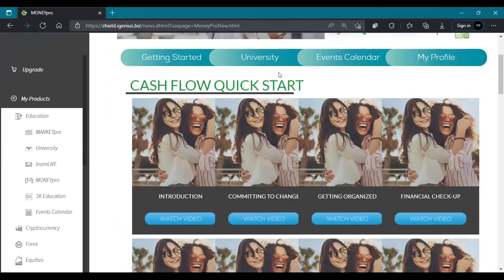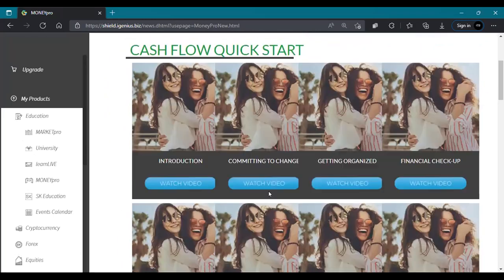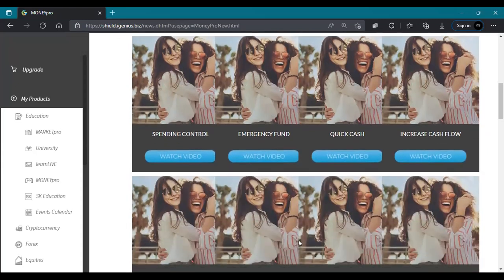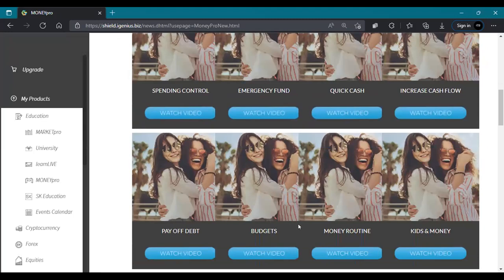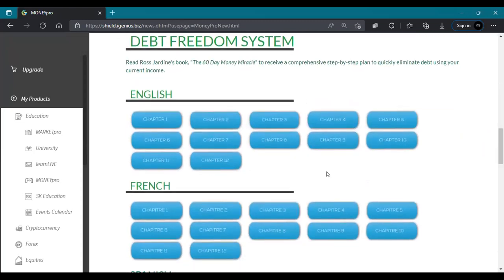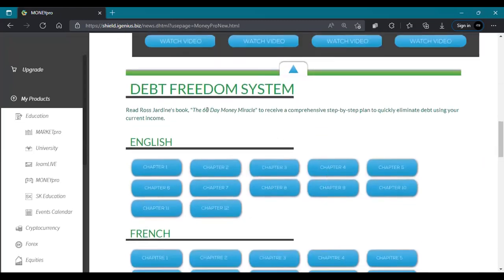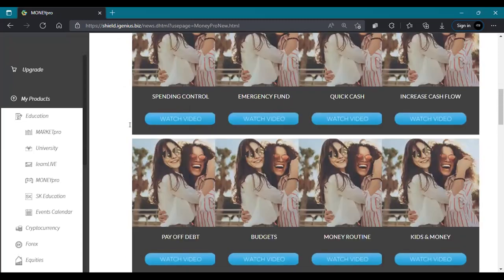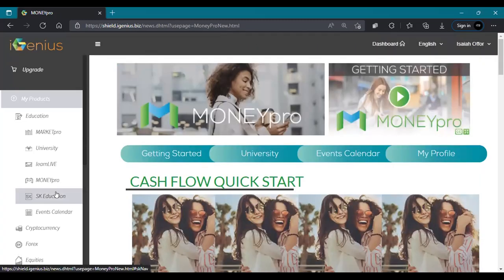So cash flow, quick start, introduction, all this. I have not actually come through this before. Increasing cash flow, budgets, pay off debts, kids and money, all this information, trust me, I haven't been here. There's a comprehensive step-by-step plan to quickly eliminate debt using your current income. Wow, there's a lot of value on this platform. Debt freedom system, I haven't come across this before. So you see there's a lot you need to check out.